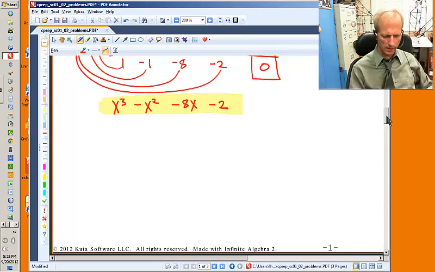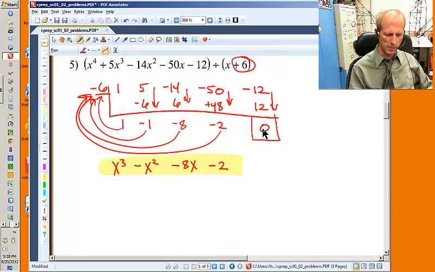So just going back to this problem, if there had been a remainder there where that 0 occurs, like let's say this number had been a 7 for whatever reason, then I would have written plus 7 over x plus 6, and x plus 6 is what you're dividing by originally.